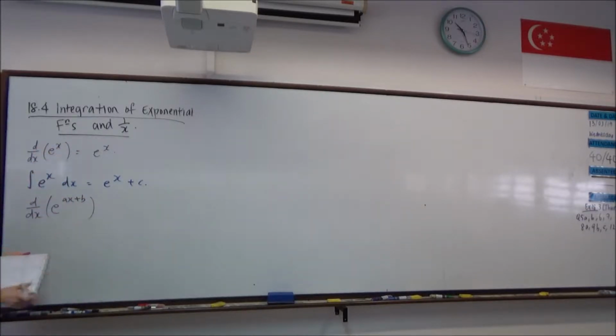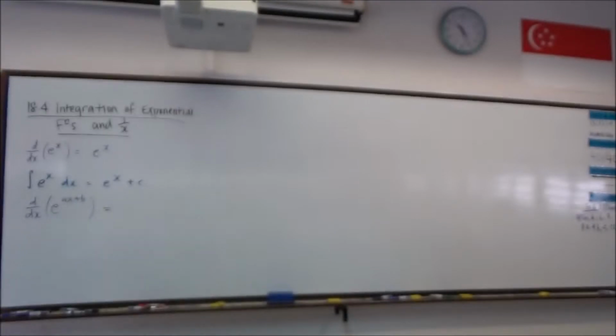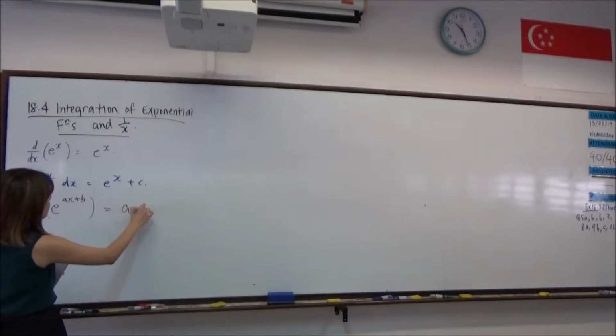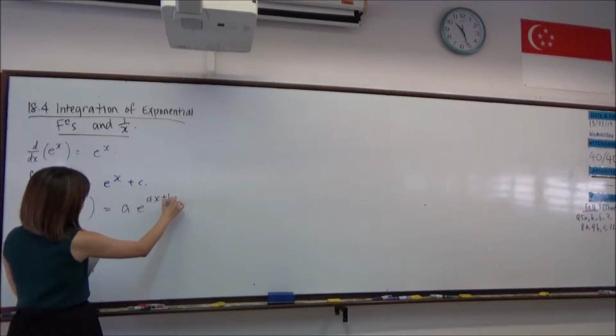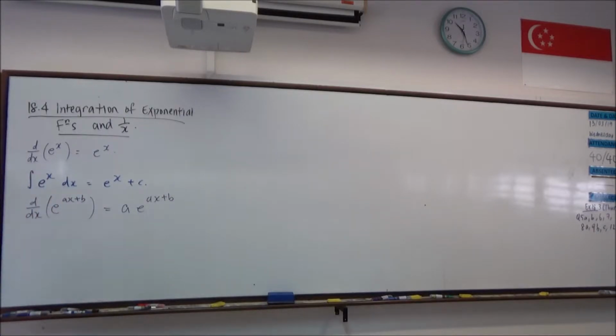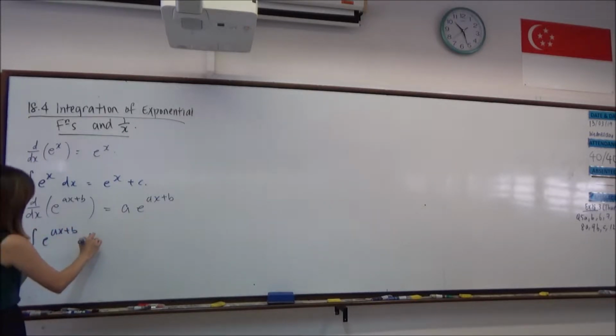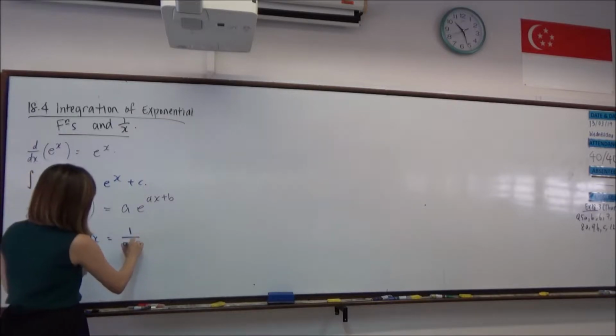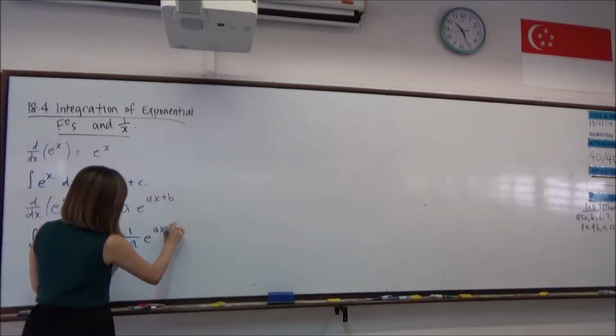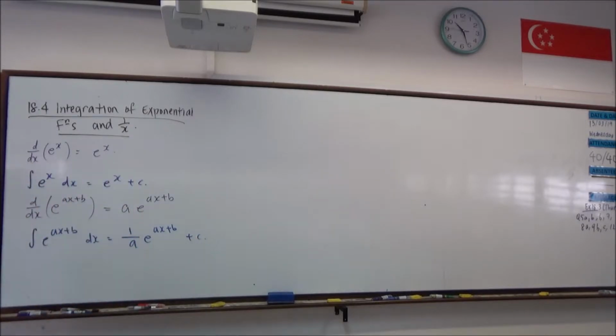So what if we were to differentiate a function e to the power of ax plus b? When we differentiate that, we will actually get a times e to the power of ax plus b. So when we integrate, instead of multiplying, we will be dividing by that constant. So integrate e to the power of ax plus b, this will be what we will get.